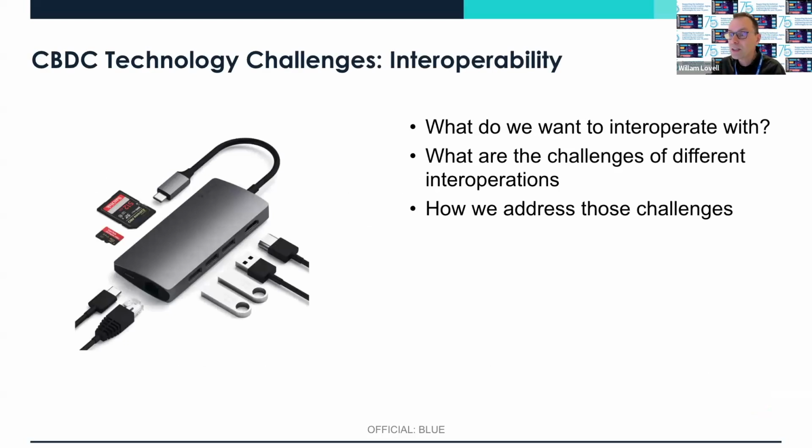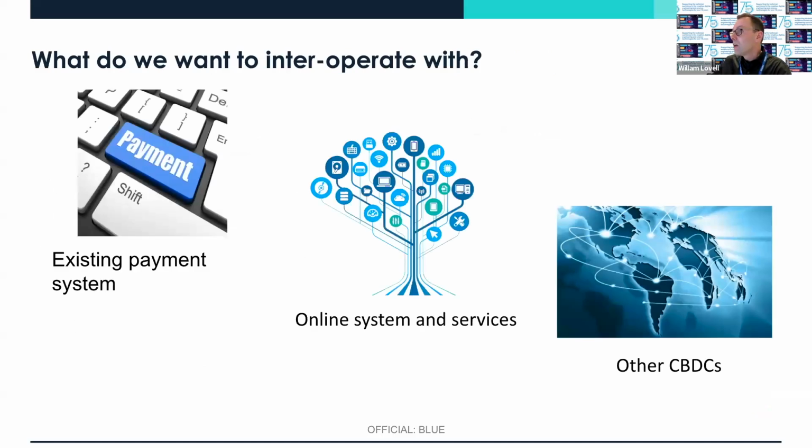What are the challenges and how do we address those challenges? So there are three big broad areas that we really need to think about here. First is working with existing payment systems. People need to be able to get into and out of the digital pound easily. Online systems and services, definitely, because this is going to be used not just for in-person transactions, but also for a lot of online business. And then also other CBDCs, potentially for cross-border, because there's a lot of opportunities there.